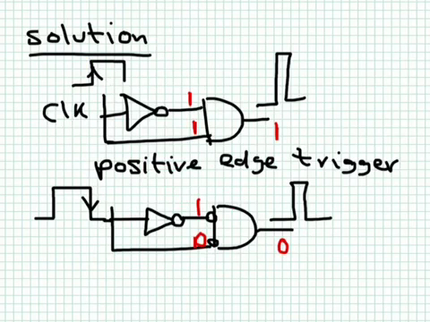And then we can use these as input for our flip-flops, whether it's RS flip-flop or JK flip-flop or T flip-flop. There is another type called D flip-flop. We can make them all edge triggered in this way.